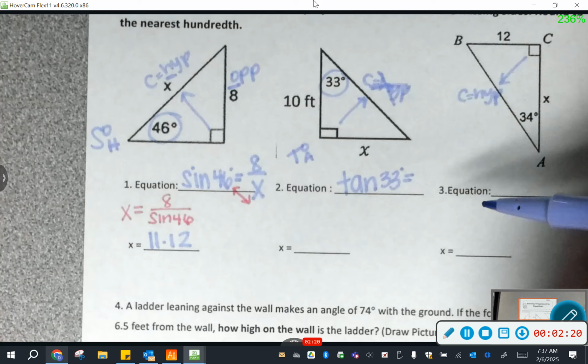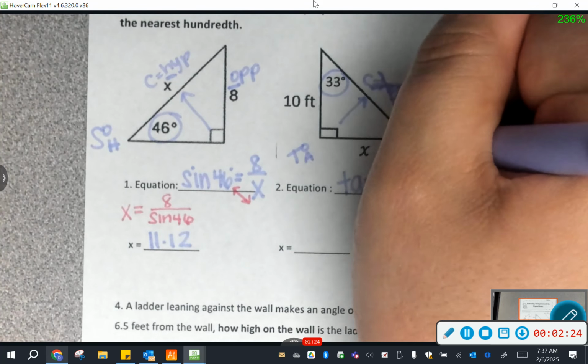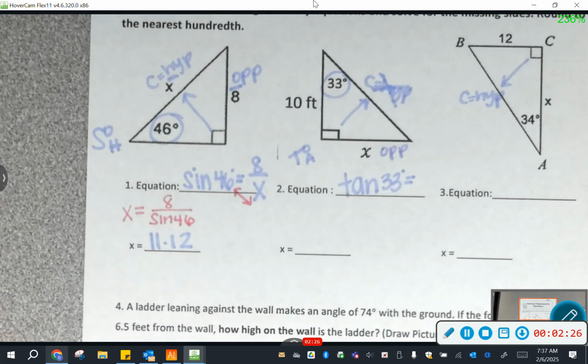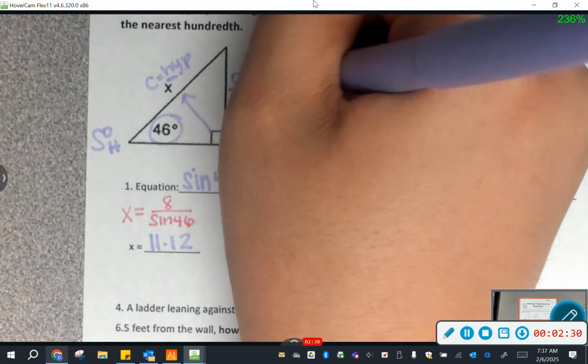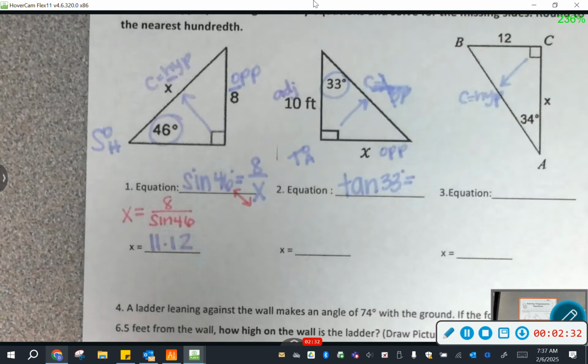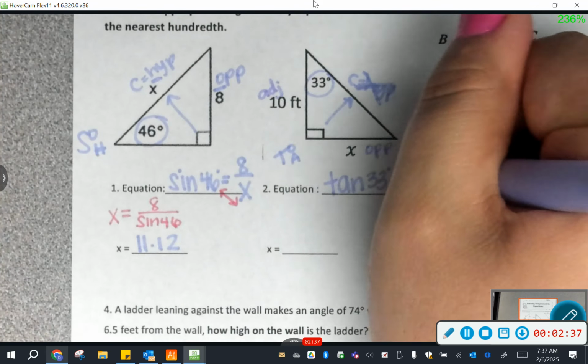Opposite is across the triangle and adjacent is right next to it. X is across the triangle. Write this down, please. Adjacent is right next to, that's that 10. 10 is right next to 33. So opposite over adjacent.